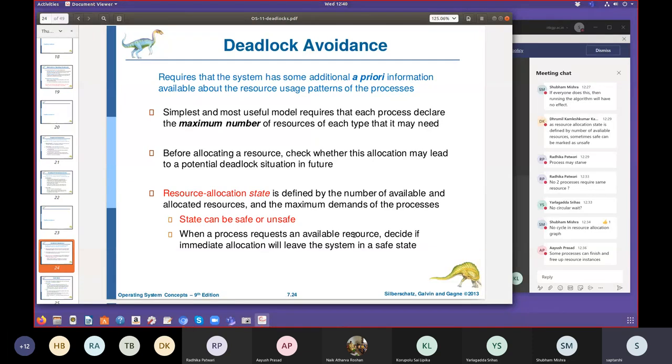By the way, these algorithms assume that suddenly no new process will come up, etc. So we know this set of processes. These are the processes. So is this clear, or do you have any doubts?